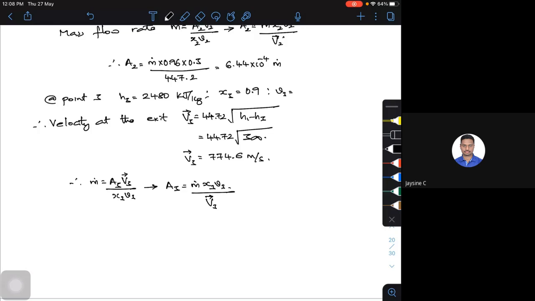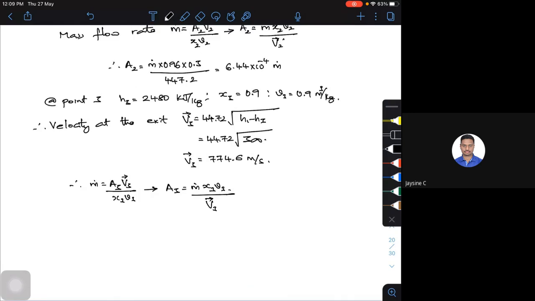So that is around, if I come towards the lower pressures, this value of specific volume will increase. Roughly I am getting around 0.9 meter cube per kg, 0.89 or something. It's slightly below 0.9, so I can take it as 0.9, doesn't matter.